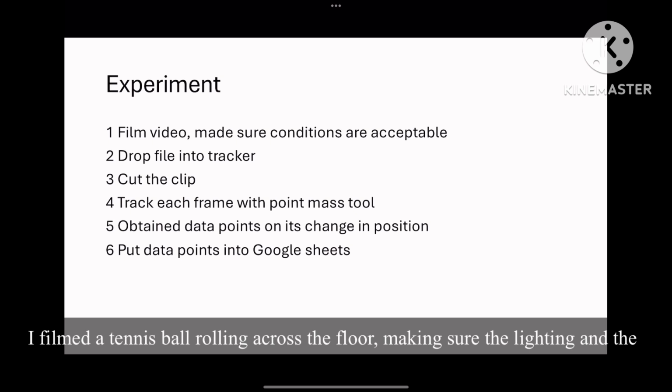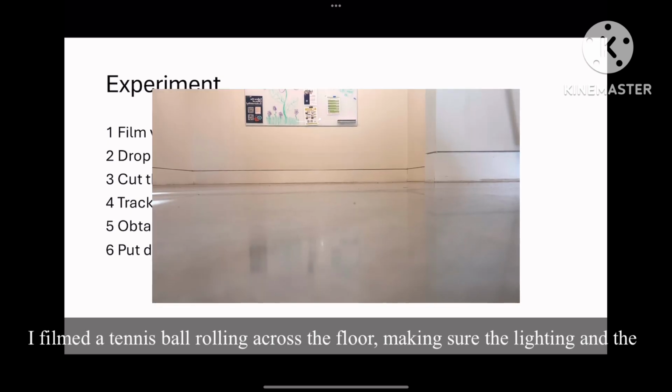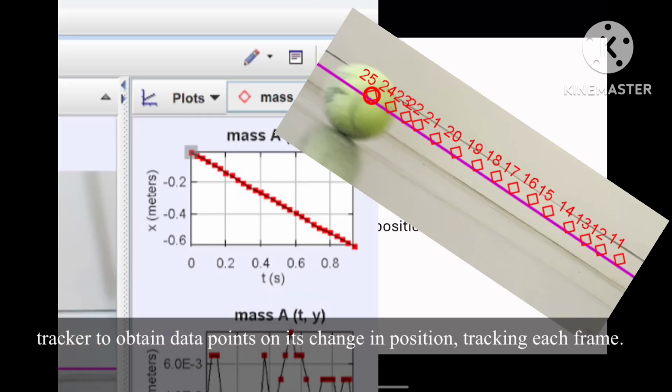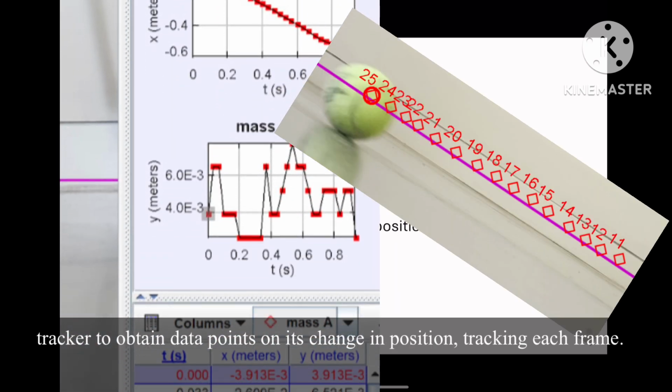Now, here are the steps I used to do my experiment. I filmed a tennis ball rolling across the floor, making sure the lighting and the camera quality were acceptable. Then I cut the clip accordingly and used Tracker to obtain data points on its change in position, tracking each frame.